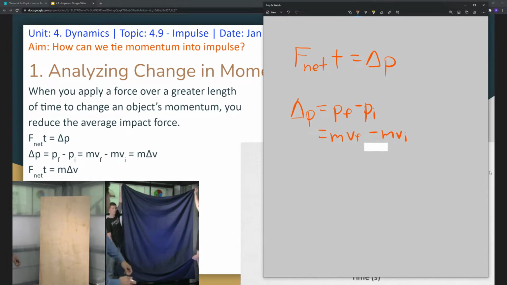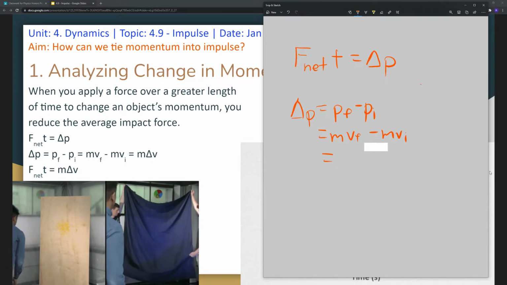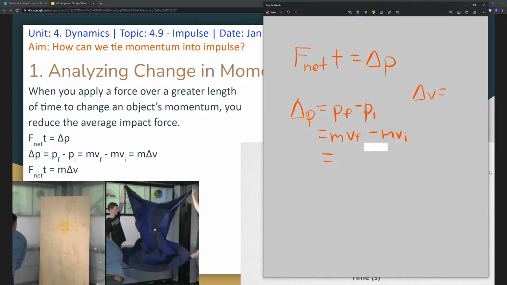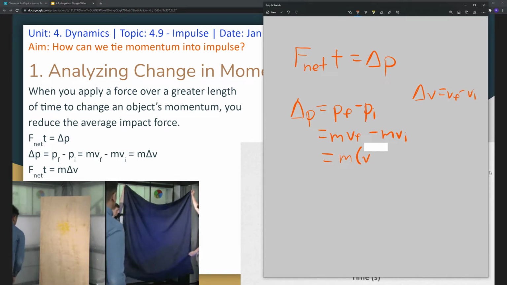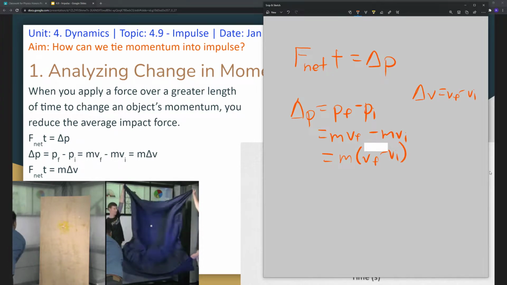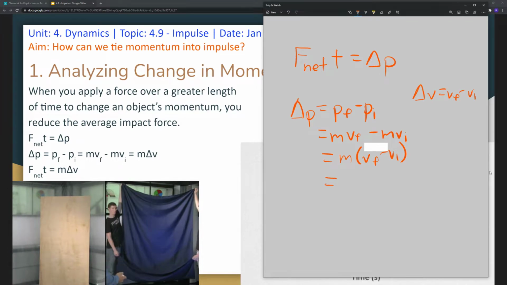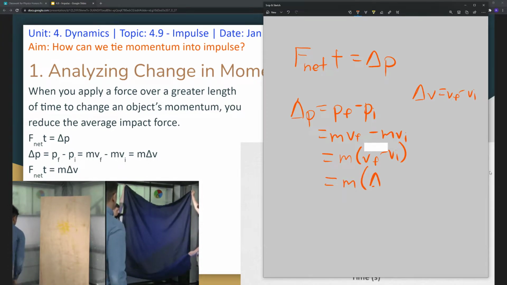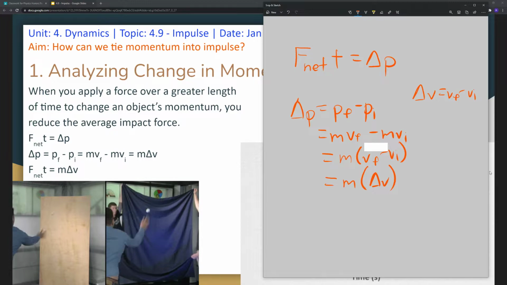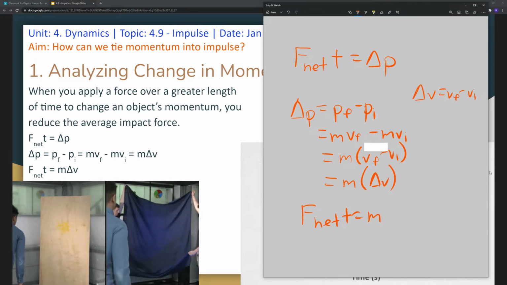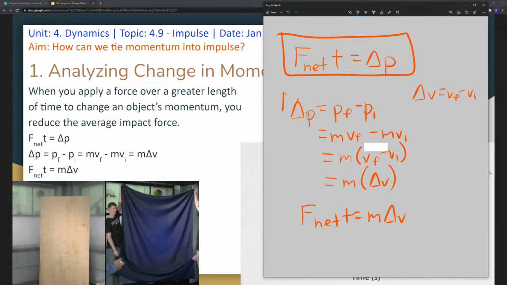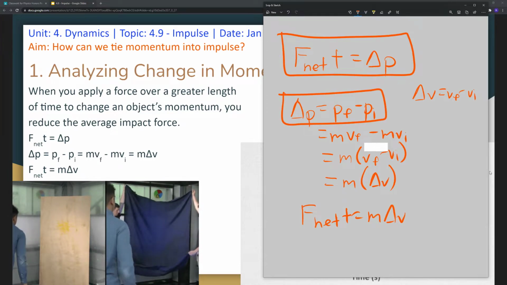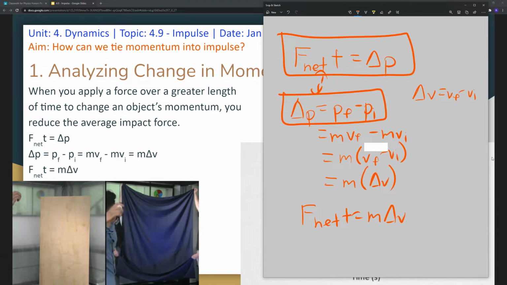And because we also know that delta V is equal to Vf minus Vi, we can simplify this. We can just treat it like that, and then we can say F net t is equal to m delta V. But the only thing you actually need to remember is this, and then this. You don't really need to remember anything else. You just need to remember these two. I mean, they're all in your reference table.